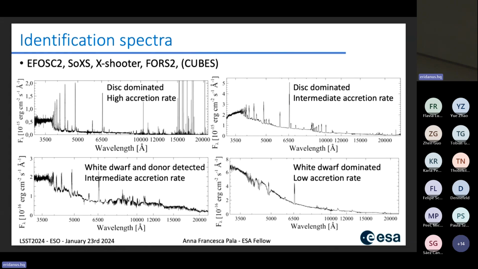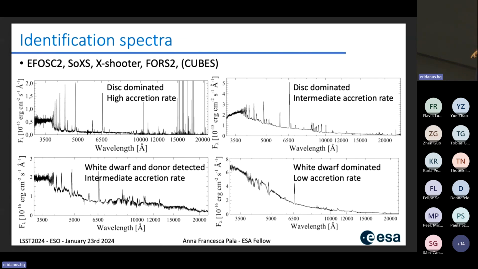Here you have some X-shooter spectra for different types of accreting white dwarfs, so you have an idea of how they look. On the top panel, you have spectra in which the disk is dominating the emission of the system. They are accreting at a relatively high accretion rate, and you can recognize the disk from these strong emission lines and this blue continuum. When you go to lower mass accretion rate, then you start to see the donor in the near infrared, and you can even see the white dwarf here with this Balmer absorption feature.